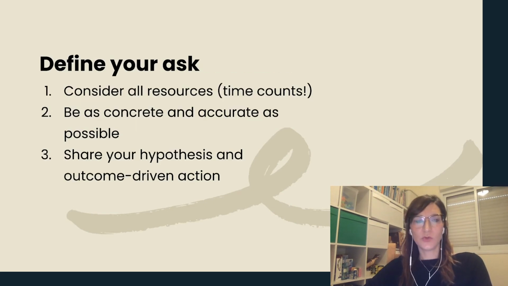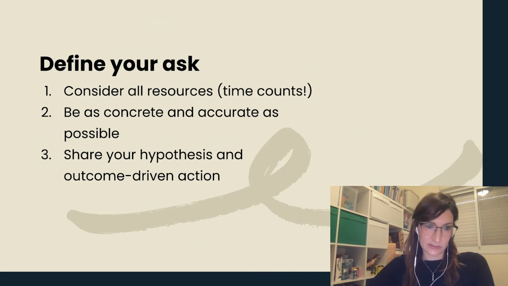I want to add to this that you really need to define your ask. When you say you need to invest a bit more in UX writing in order to get a really significant return for the company, you need to make a really specific, concrete, explicit, accurate ask. Because if the stakeholders and the executives and the powers that be, the decision makers, don't understand what you're asking for, they can't say yes.